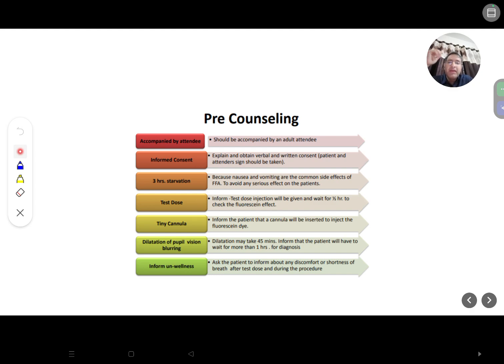So, for pre-counseling, if the patient is a child, they should be accompanied by an adult attendee. Even an adult patient should be accompanied by a bystander.